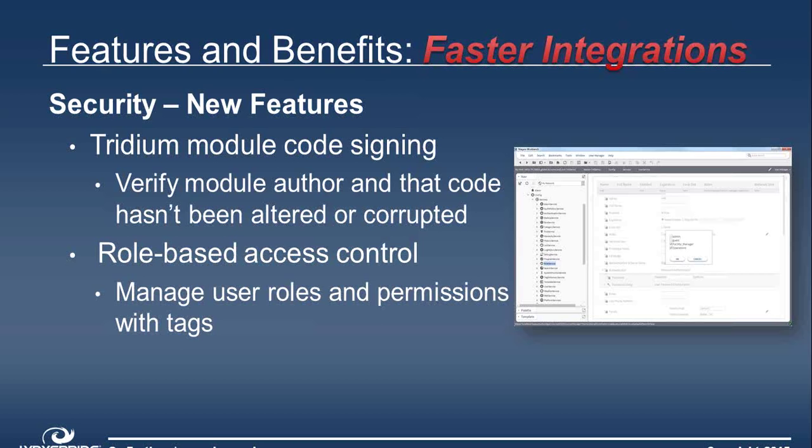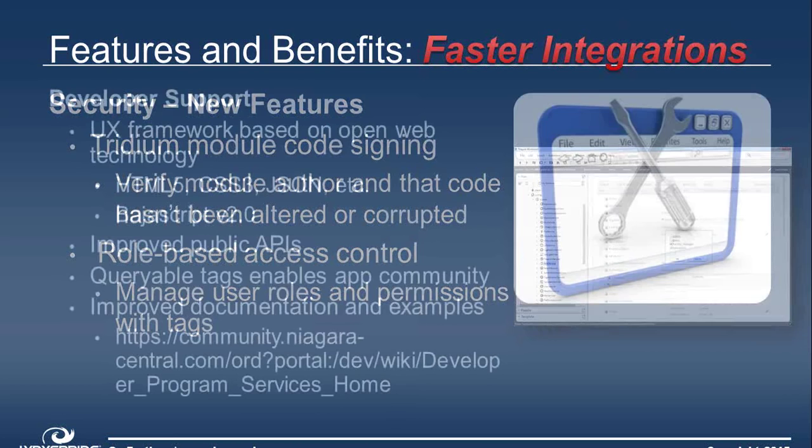Additionally, access control has been changed. That user and category service that we're so used to in AX has been completely migrated to role-based access control. And we're going to be able to manage users and their permissions with tags and make sure that folks are only able to see those parts of the station that they're intended to see. It makes the setup much faster than the current pre-planned effort that has to go into a correctly set up user and category service.